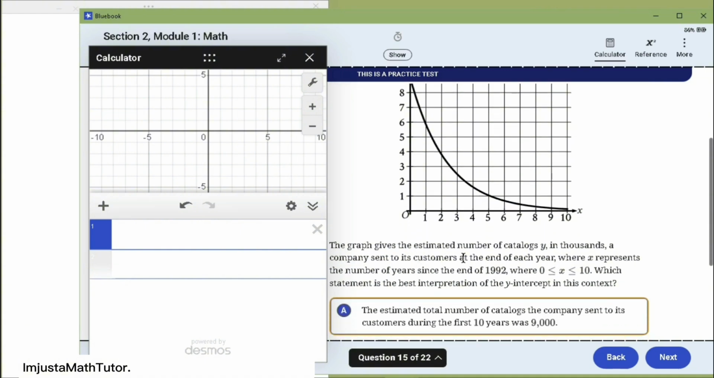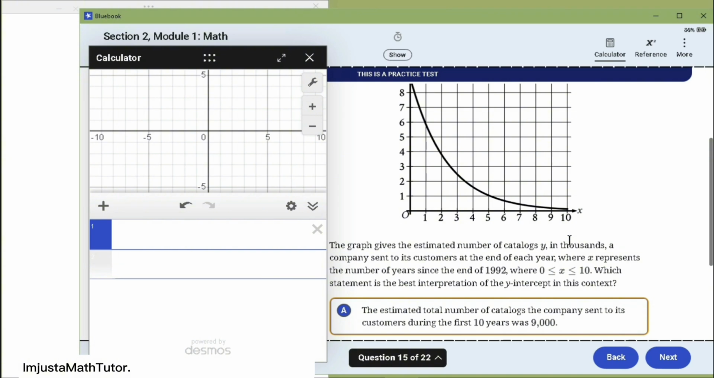Now option B, the estimated total number of catalogs the company sent to its customers from the end of 1992 to the end of 2002 was 90. Now there are 10 years between 92 and 2002. So from 0 to 10, it has at least sent 9,000 by the end of 92, and throughout the years it kept sending. Even though it's declining, it kept sending from the end of 92 to the end of 2002. So it cannot be just 90. We crossed that out.